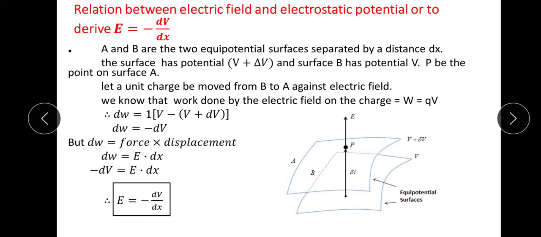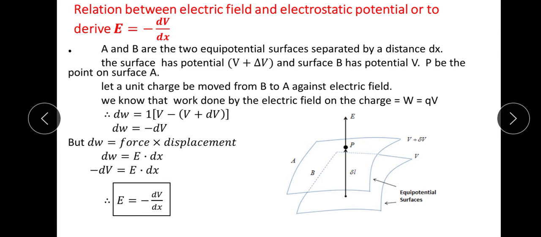The potential difference between the two surfaces is V minus V plus dV. V is the final potential, that is the potential on the surface B, and V plus dV is the potential on the surface A. So we are moving from A to B, so final potential V minus initial potential V plus dV. So V minus V plus dV, you can cancel V and minus V here, so that the work done dW will be equal to minus dV.